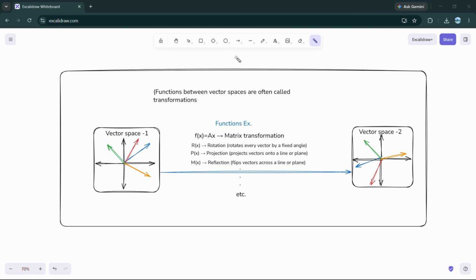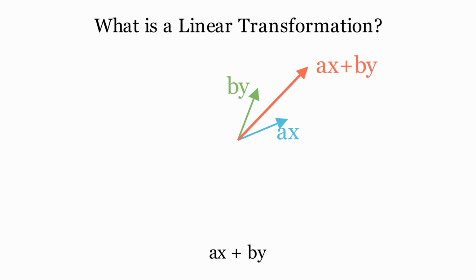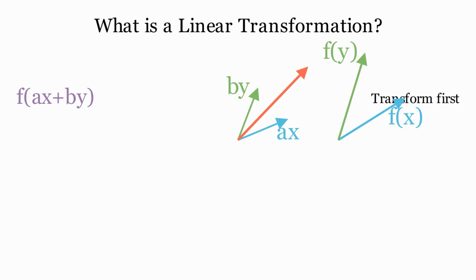A linear transformation is a mapping between two vector spaces that preserves the algebraic structure, and functions between vector spaces are often called transformations. Let's talk about another example. Imagine we have two vectors x and y. We can combine them by scaling and adding them together. Now suppose we apply a transformation f to this combined vector. A transformation is called linear if this gives the same result as transforming them first, then scaling and adding them afterward.